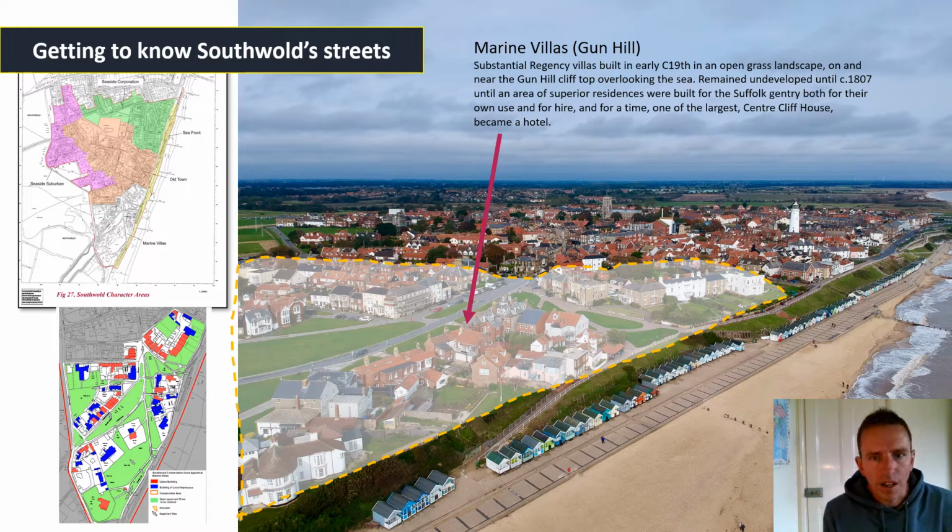Some of them were for hire. Some of them were actually hotels. It says there that one of them, the one in the furthest right of that zone, known as Centre Cliff House, was at one point a hotel. So this was the posh end of a posh town, basically.